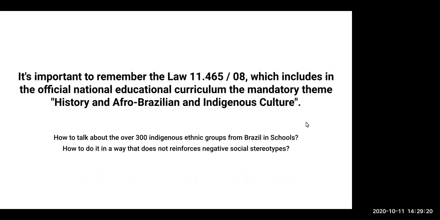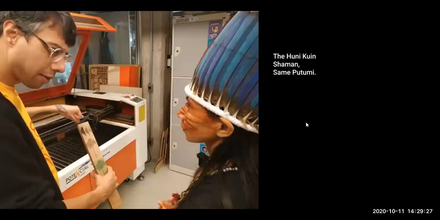Yeah, so that's about the law, which I just mentioned. The next slide shows Saman Putumi. So when I met Saman, I brought her to a digital fabrication laboratory. I showed her how laser cutting worked and what we could do with it. She got very excited, so that's something particular to her group as well. They are much more open to new technologies, and several people within her ethnic group are already known for collaborating with artists. So next slide.